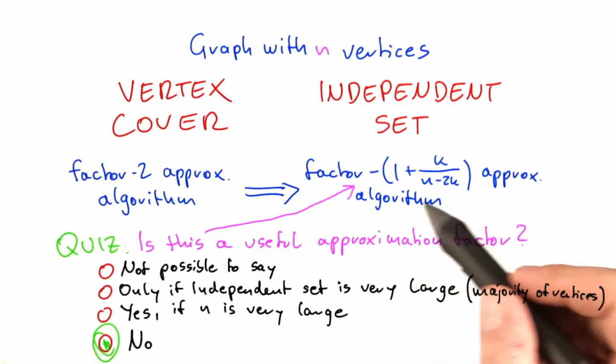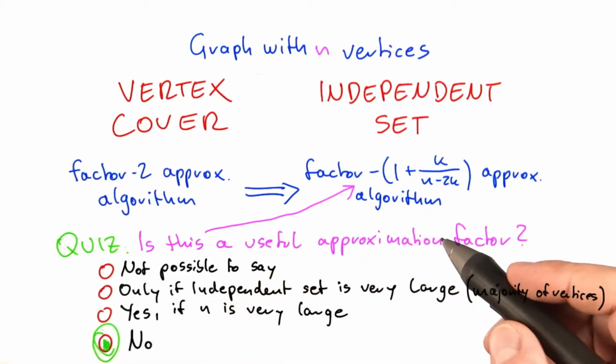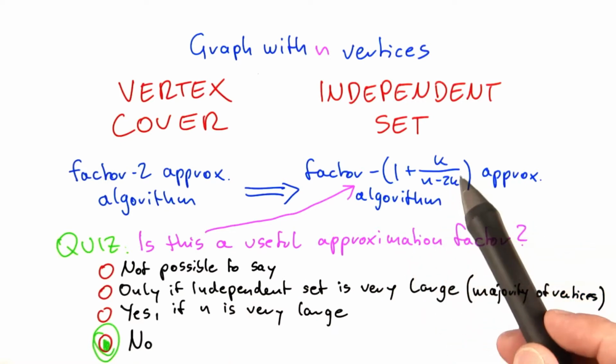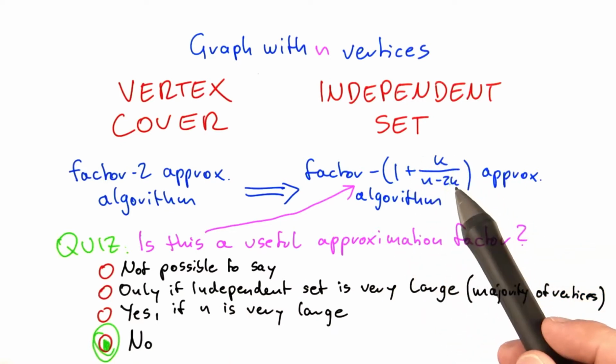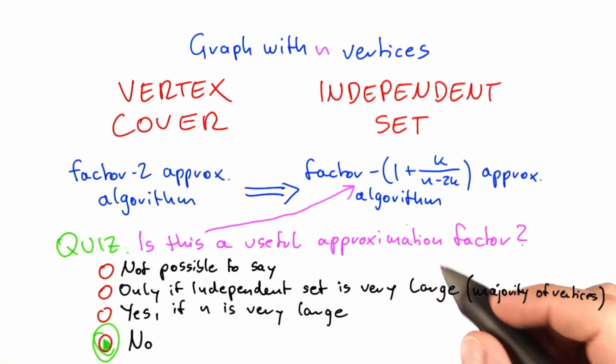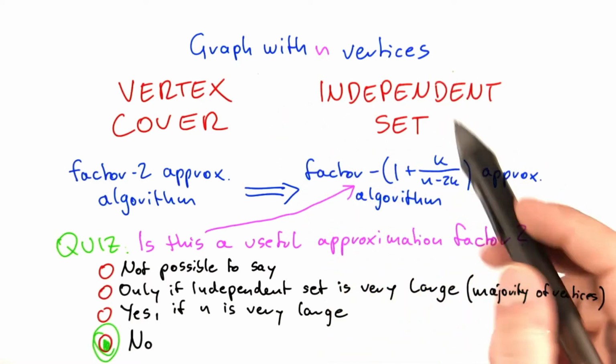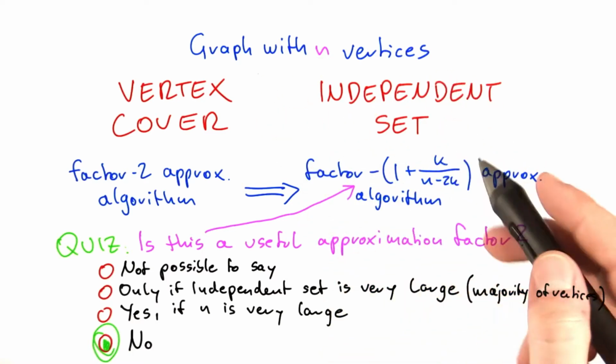So it turns out that unfortunately this is no useful approximation factor at all. And the reason for that is that the approximation factor depends on the size of the minimum vertex cover for the input graph. So the first thing to notice is, of course, that it's not a constant factor approximation algorithm, because we can be given any graph, and that graph can, of course, have different size vertex covers.